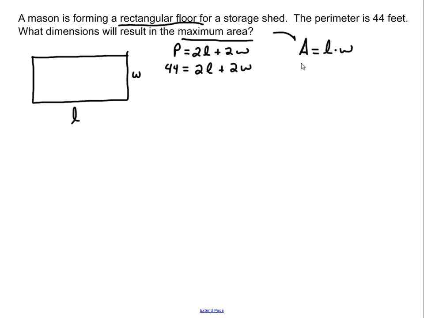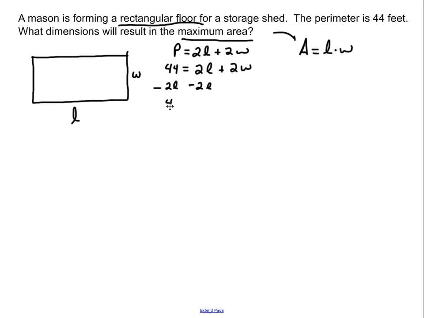Well, the problem with that, of course, is that we have two variables. And we can't have two variables if we're going to be finding a maximum or a minimum. So our goal here is to rewrite that area formula in terms of either L or W. So let's solve for W right here. So I'm going to subtract 2L from both sides of this formula right here.